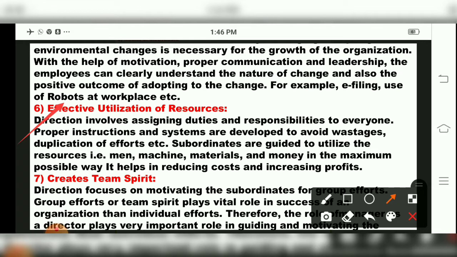That is, they have told men, machine, materials and money, use them in the maximum possible way, but also see that they are not exhausted or tired of their work. So it will reduce what? Cost, as well as increase profit.